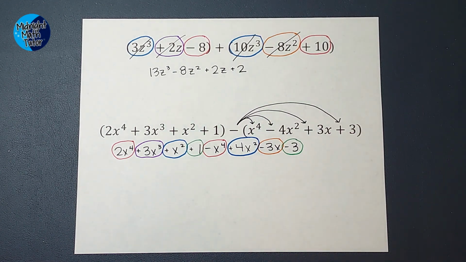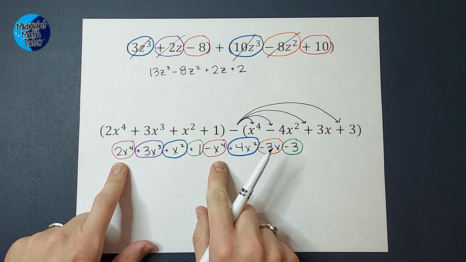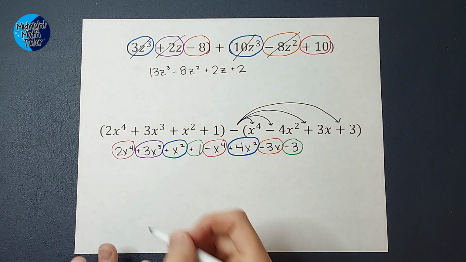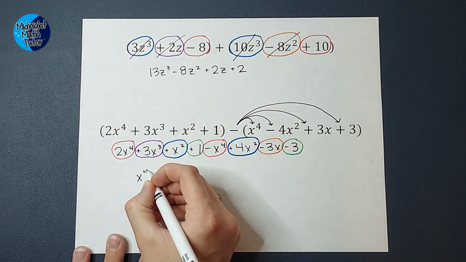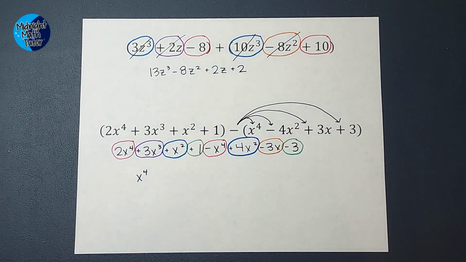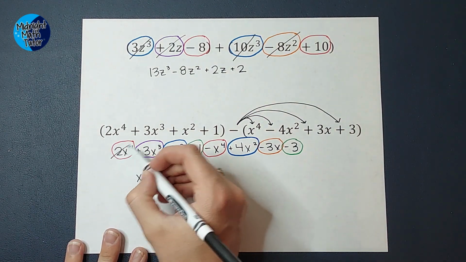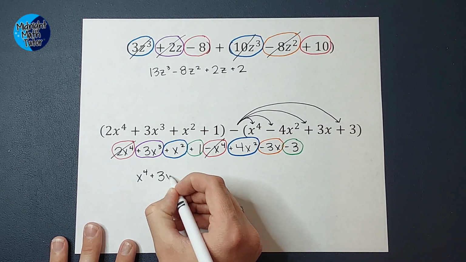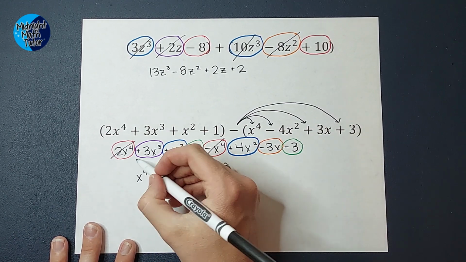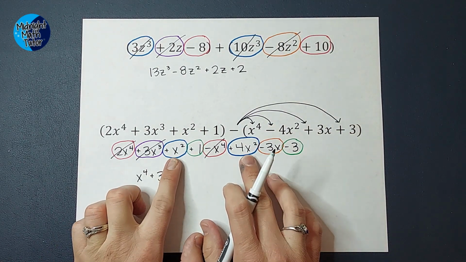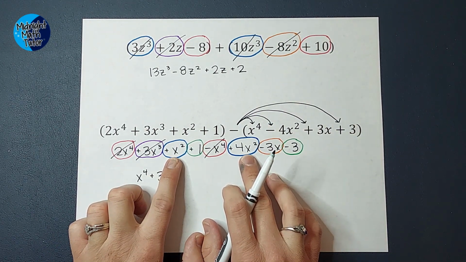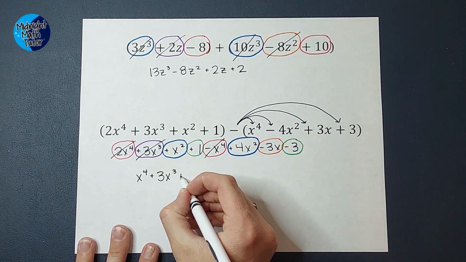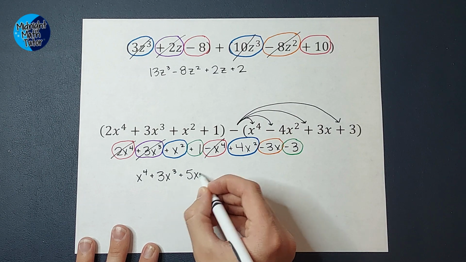So I've got 2x to the 4th minus x to the 4th. So 2 minus 1 gives me 1, which we usually just write as x to the 4th, right? It is 1x to the 4th, but we don't usually write the ones, right? All right, then we've got plus 3x to the 3rd, and there weren't any other thirds, right? So that one was by itself. Then we've got 1x squared plus 4x squared, which would give me 5x squared.